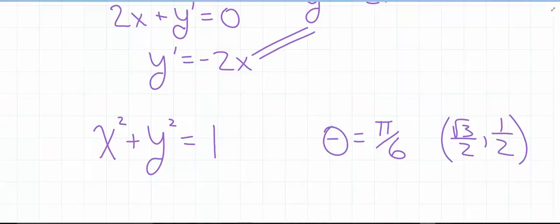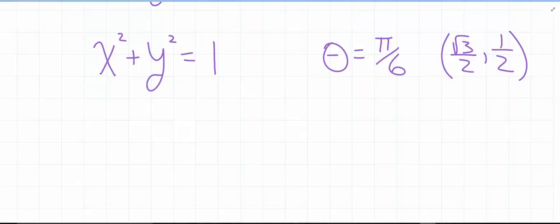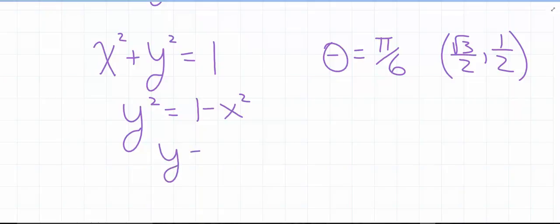Now, I know that's the top part of the circle, so what I'm going to start off doing is the old way of differentiating something like this, where we would need to solve for y. So I'm going to solve this for y. And when I do that, I get y squared equals 1 minus x squared. Because it's on the top part of the circle, I know y is positive up there, so I can just say y equals the positive square root of 1 minus x squared. I don't have to do plus or minus. Pi over 6, that's the top part of the circle.